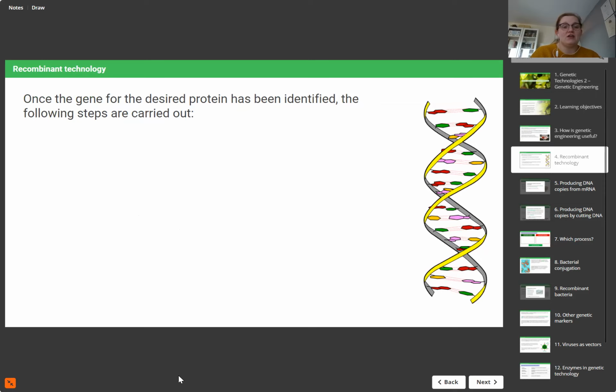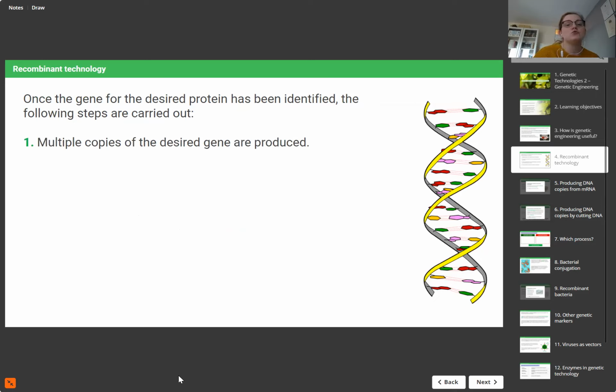So recombinant technology. Once the gene for the desired protein has been identified, we have to go through a few steps. The first thing that people would do is decide, well, what is the gene that we want? What is the desired protein we need? Where is that gene on the genome? And we find it. Once we've identified it, we have to go through these steps.